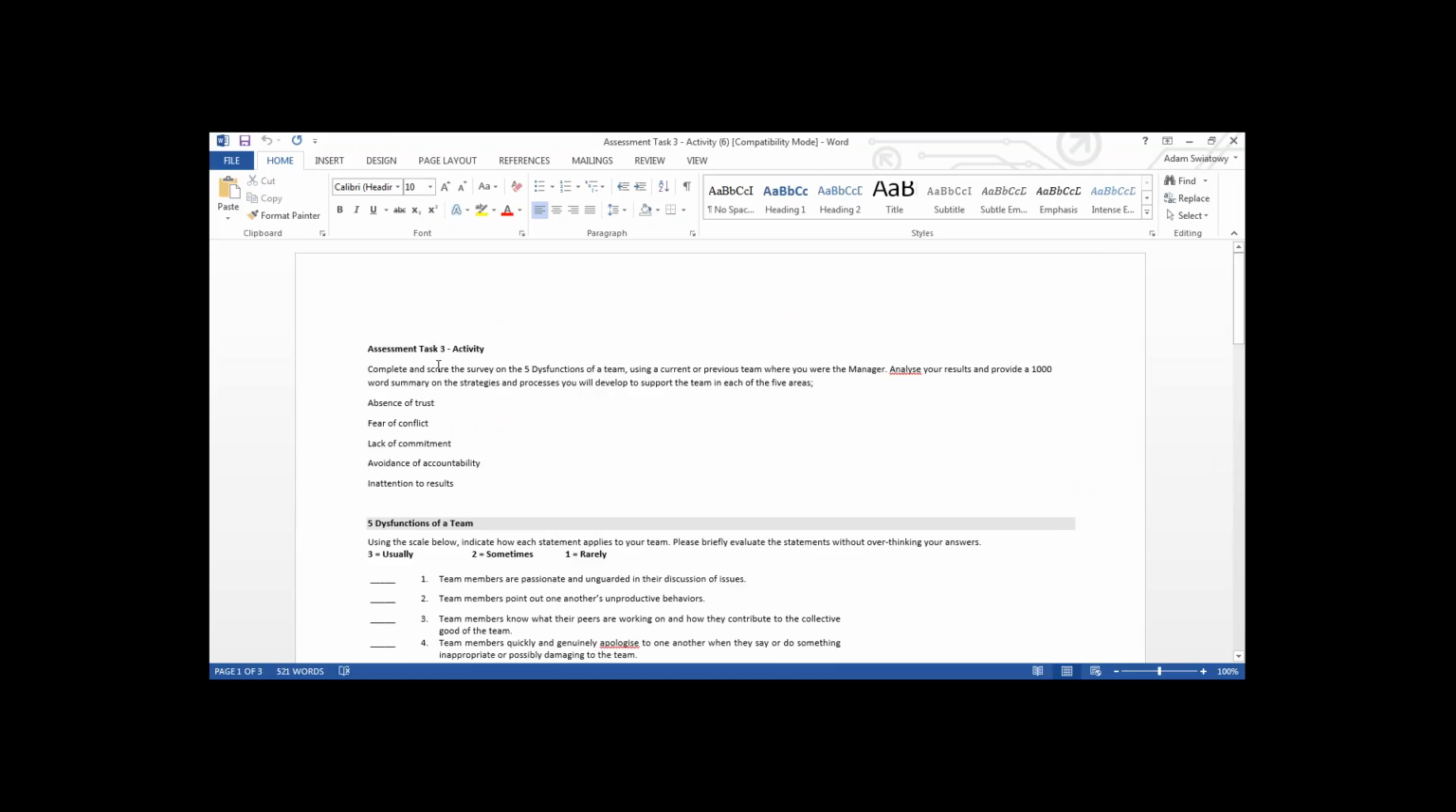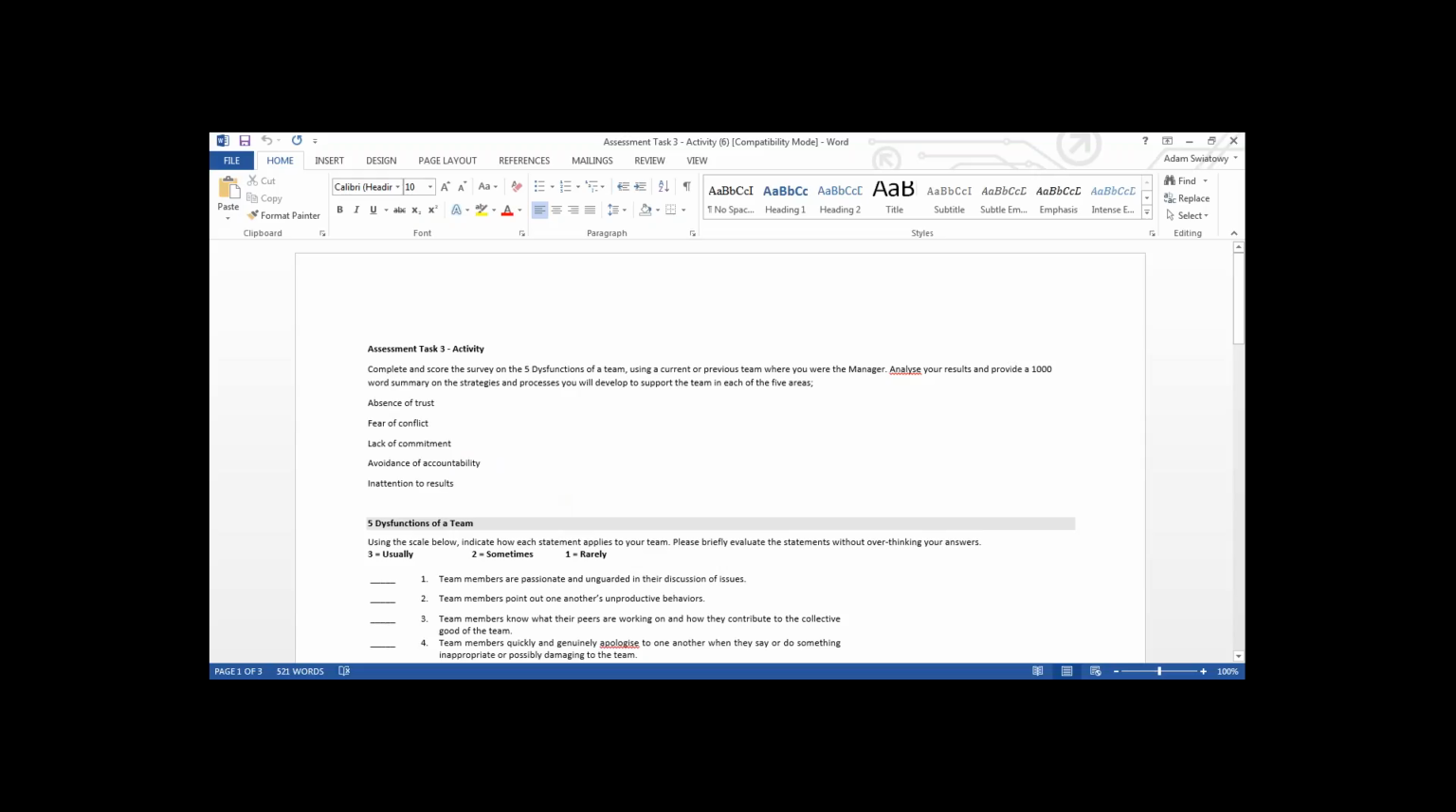What we actually want you to do once you've done that is analyze your results and provide a 1,000-word summary on the strategies that you might engage or use to support your team in those areas that you've identified. So you're doing a bit of an analysis on your team against these 5 dysfunctions, and then a 1,000-word report just with some strategies, some things that you could do to alleviate some of those issues that you've identified.